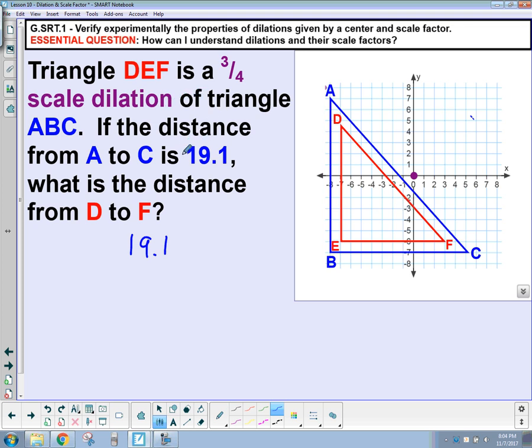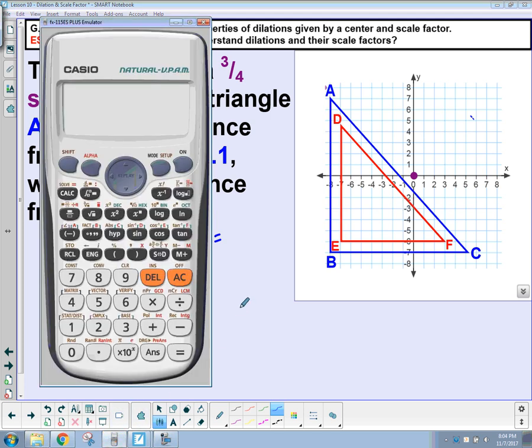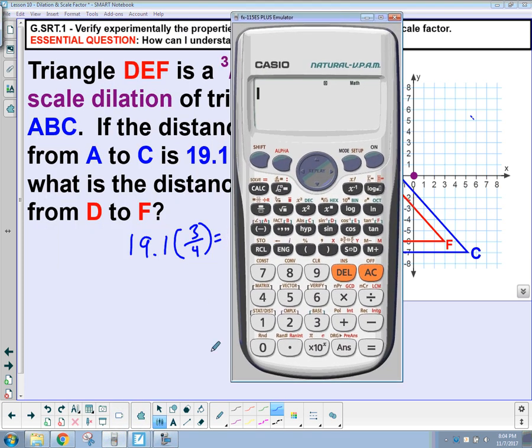Scale dilation. So, the blue one is our image. Okay. We're applying the scale factor, so I'm going to multiply this by 3/4, and that should give us our answer. So if you get your calculator, 19.1 times 3 over 4, we get 14.325. Okay.